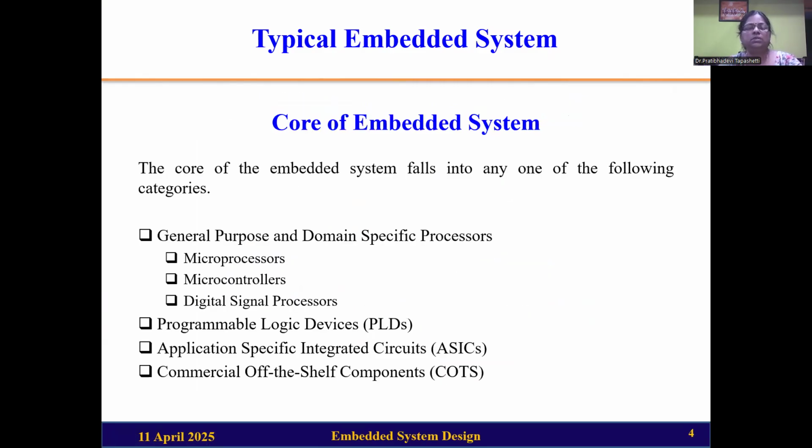Coming to the processors, here we are going to have the different categories of processors which can be used in the embedded system. So an embedded system falls into any of the following categories. The first category is the general purpose and domain specific processors. They are going to be microprocessors, microcontrollers, and digital signal processors. Secondly, programmable logic devices, called PLDs. Thirdly, application specific integrated circuits, ASICs, and the fourth one is commercial off-the-shelf components, that is COTS.